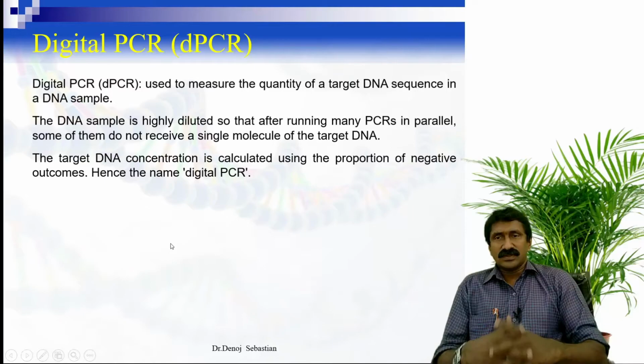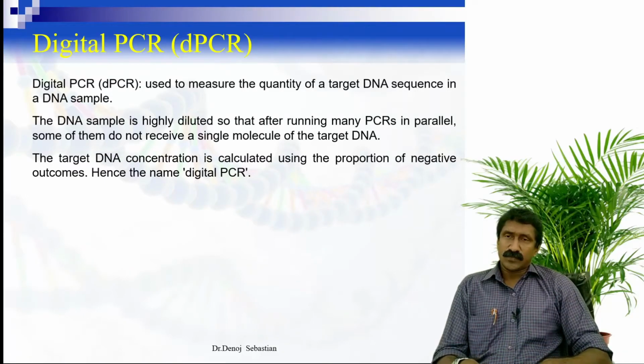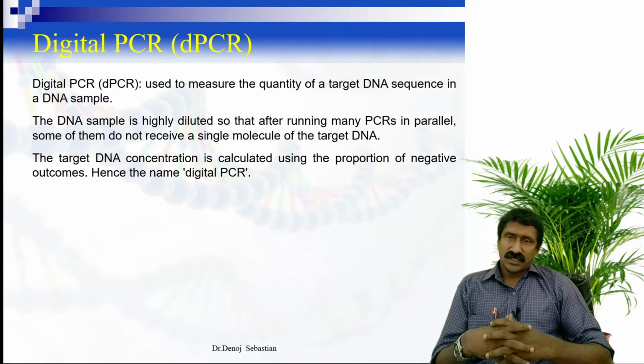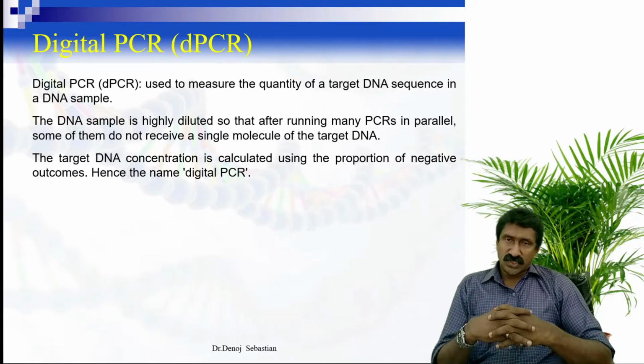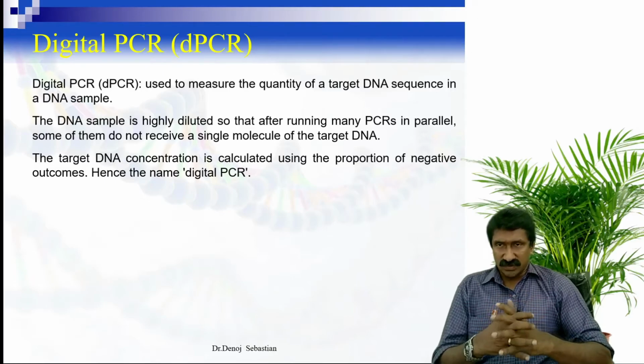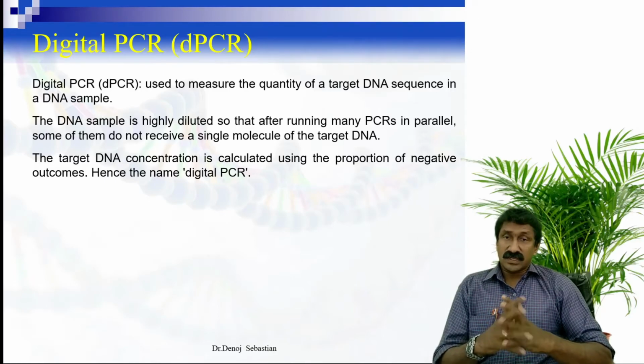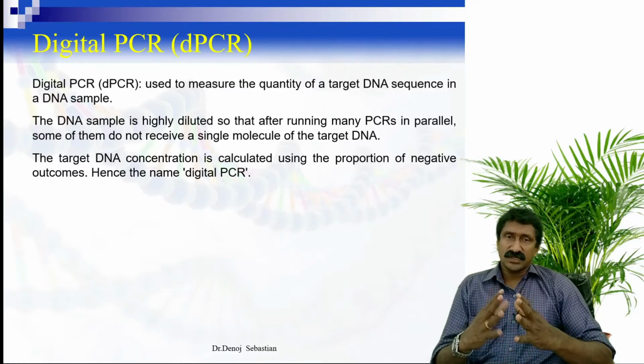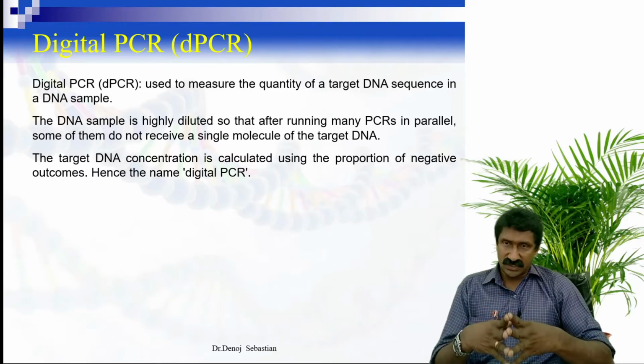Another one is digital PCR, or dPCR. Digital PCR is used to measure the quantity of a target DNA sequence in a DNA sample. The DNA sample is highly diluted, so that after running many PCRs in parallel, some of them do not receive a single molecule of the target DNA.